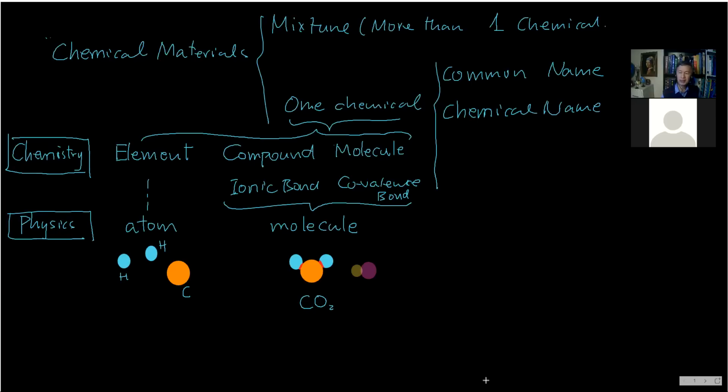A good example is salt. You know salt. Salt is made by 2 atoms, right? One is sodium and the other is chlorine. Sodium chloride. Yeah, chlorine, that's right.